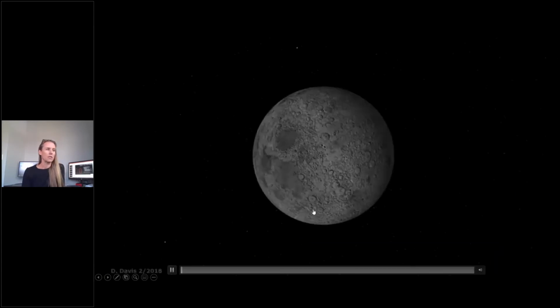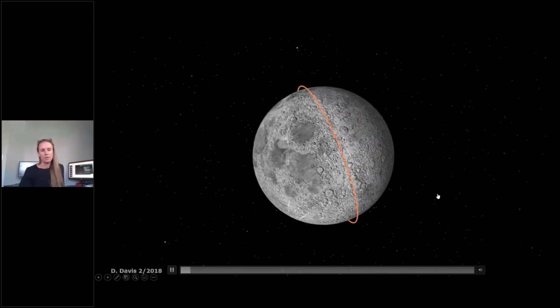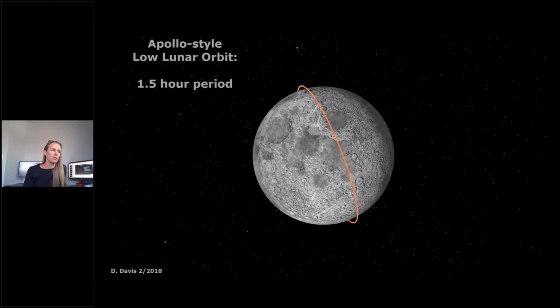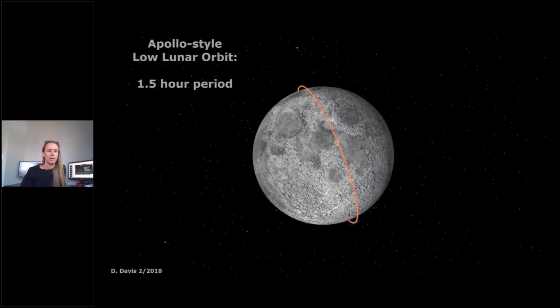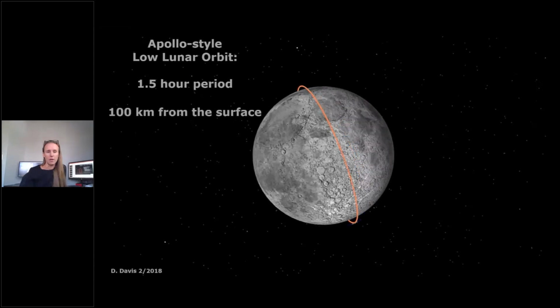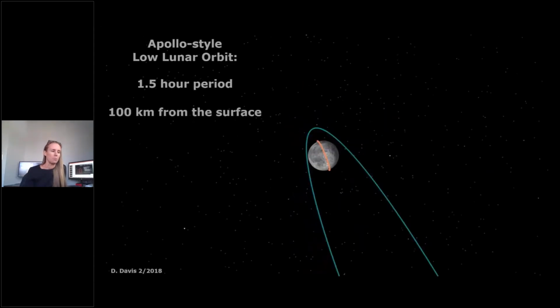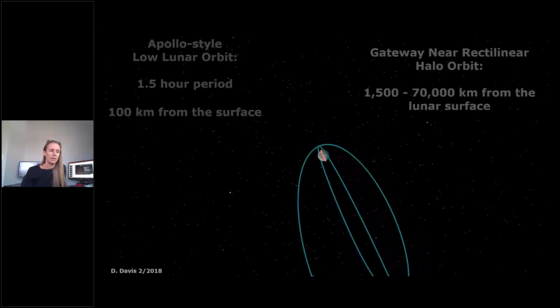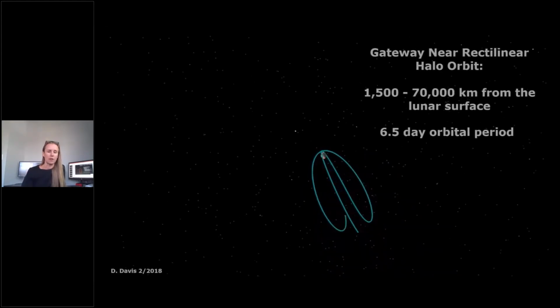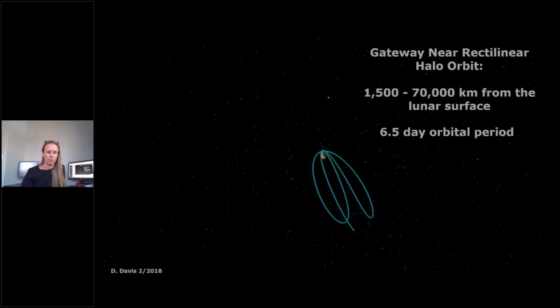Okay, so this is what an NRHO isn't. This is a low lunar orbit near the moon, similar to what Apollo flew in. It goes around the moon every hour and a half or so, in a circular orbit about 100 kilometers from the surface. Our NRHO is much, much bigger than this. The NRHO gets 70,000 kilometers from the lunar surface at its farthest point, and it takes almost a week to make one revolution around the moon.